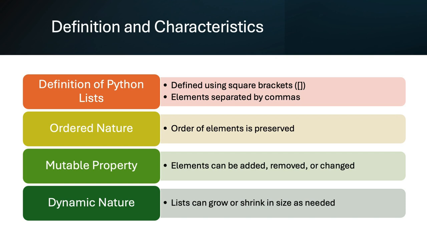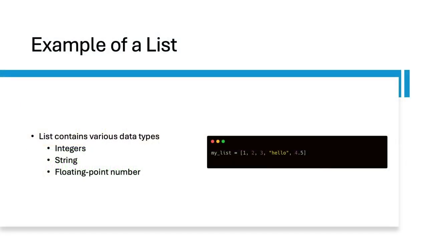Python lists are defined using square brackets with elements separated by commas. They're ordered, meaning the order of the elements is preserved. Lists are mutable, allowing elements to be added, removed, or changed. They're also dynamic, meaning they can grow or shrink in size as needed. Here's an example of a list containing integers, a string, and a floating point number.